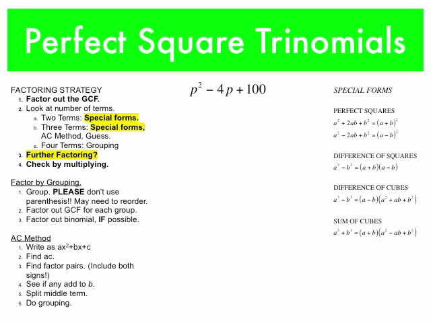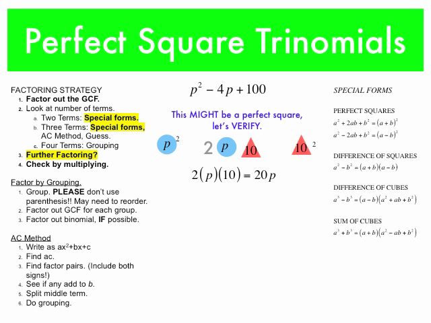Okay, looking at this one, it might be a perfect square because that's p squared and 10 squared. Let's see if the middle term works. 2 times p times 10? No, that would give me 20p. That's nowhere near negative 4p, so it's not a perfect square trinomial. I have to go back and do it the old way.